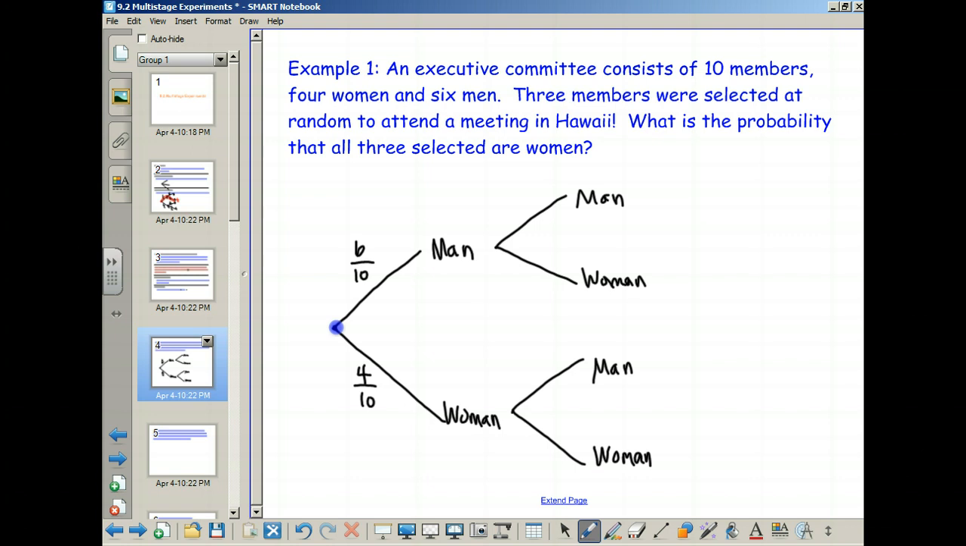Now's where you have to be careful with putting in your numbers. We're starting along this path at the top. I selected a man already. How many names are still in the basket? 9. How many of them are men? 5, because 1 name has already been pulled. So there is a 5 out of 9 chance on the second draw, if I drew a man the first time, of drawing another man. How likely is it to draw a woman? 4 out of 9.